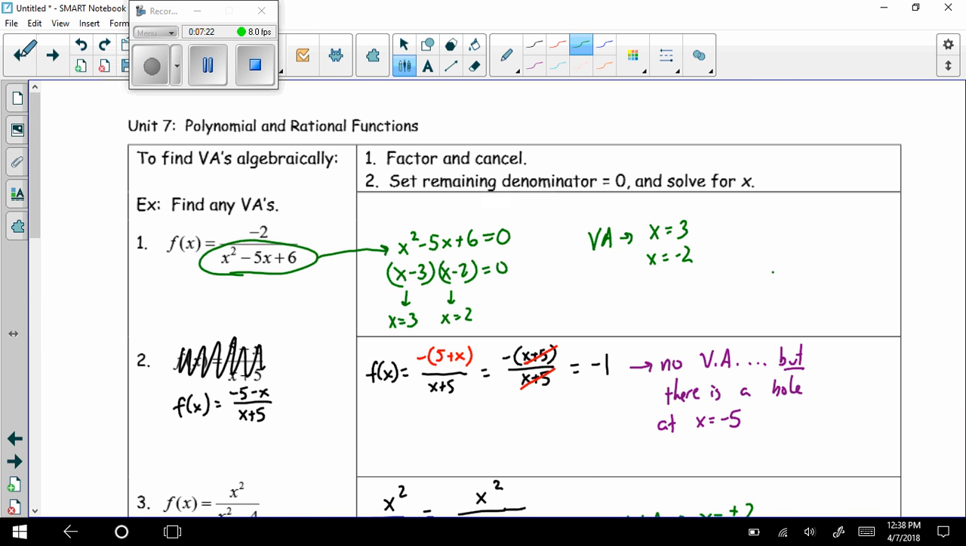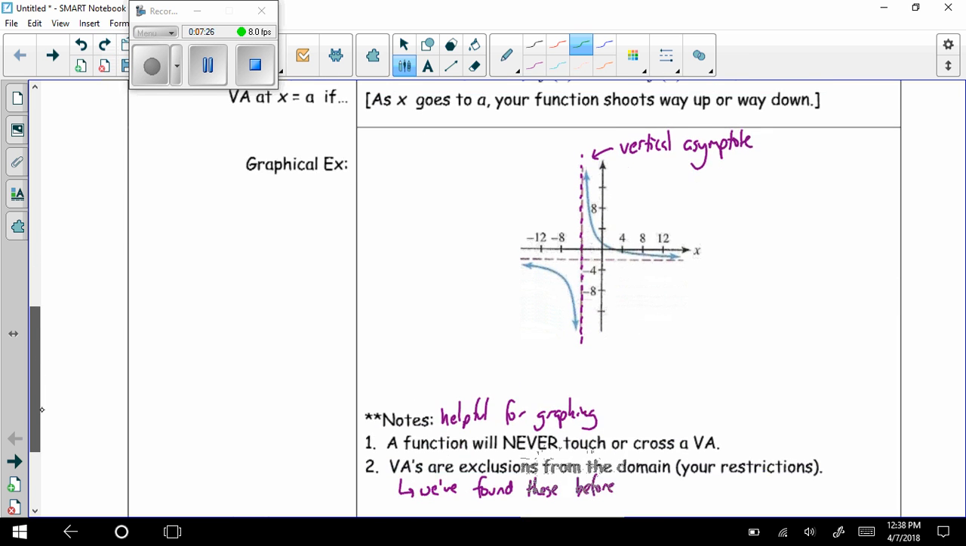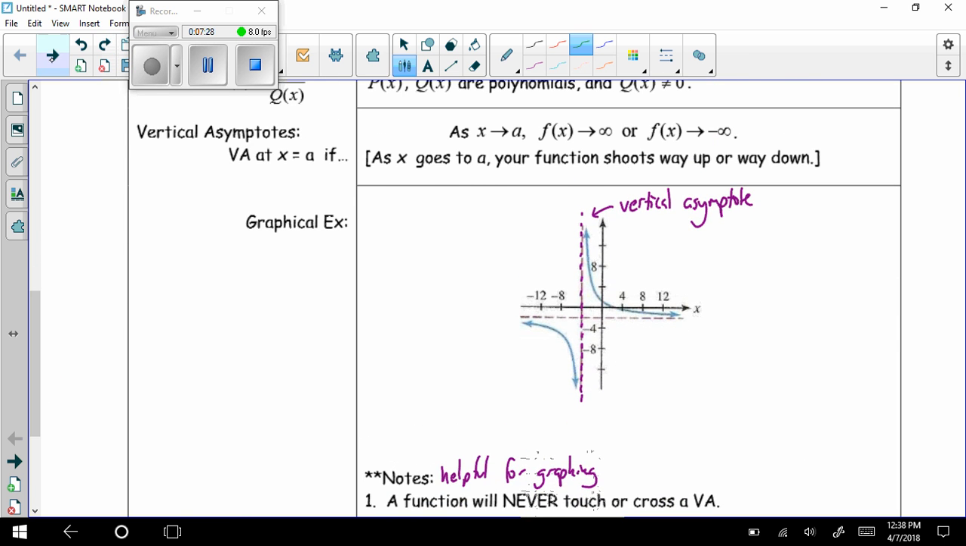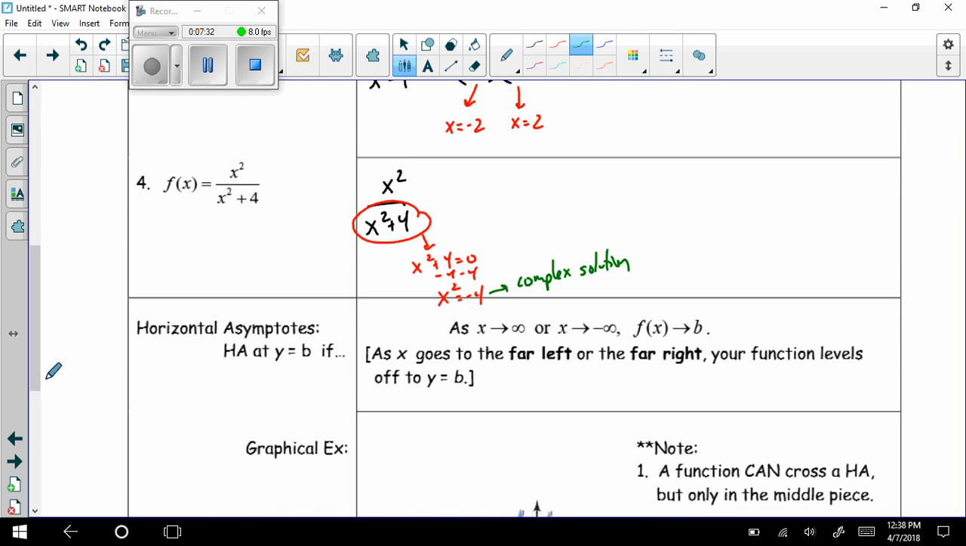My VAs, and let's see if I have it on the first page. I don't. Your vertical asymptotes always have to be real numbers. We're not going to have complex asymptotes. So in this case, we would again say no vertical asymptote exists. And if you want to write it this way, that's okay too. In this case, there are no holes to my graph because there's no factors that canceled. It's just we don't have a VA.